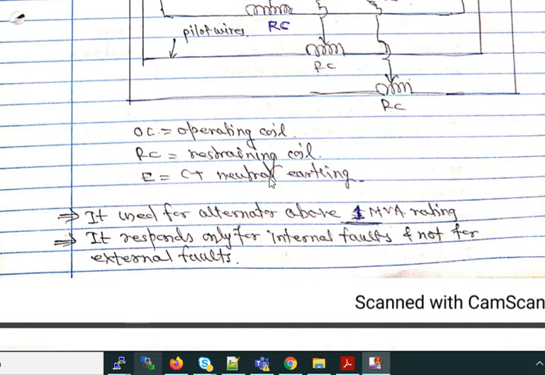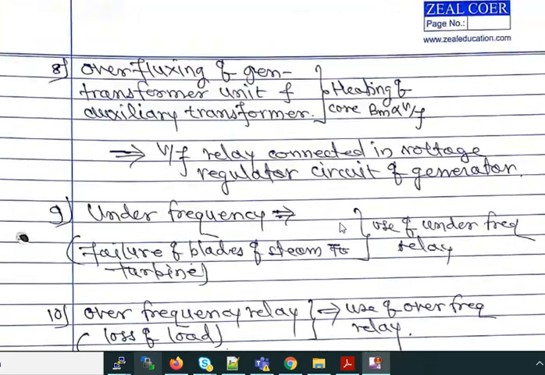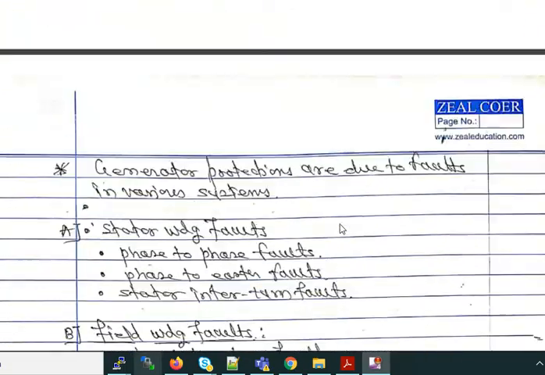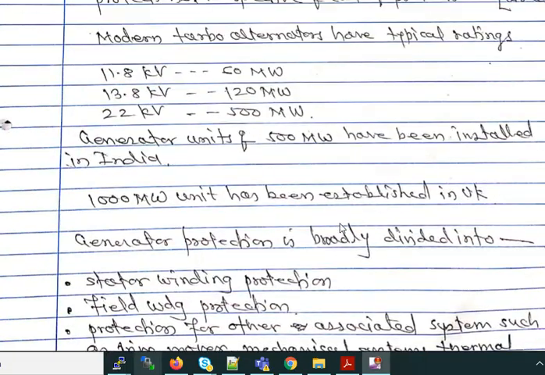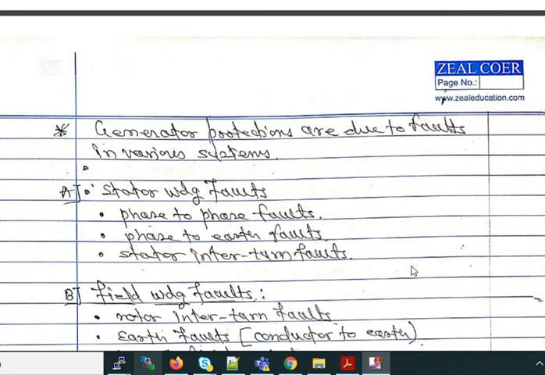Now we will stop here. Students, we have learned what the alternator is, its importance in the power system, the related auxiliaries, the faults, and that generator protections are broadly divided into stator winding protection, field winding protection, and protection for other associated parts such as the prime mover, mechanical system, thermal system, etc.